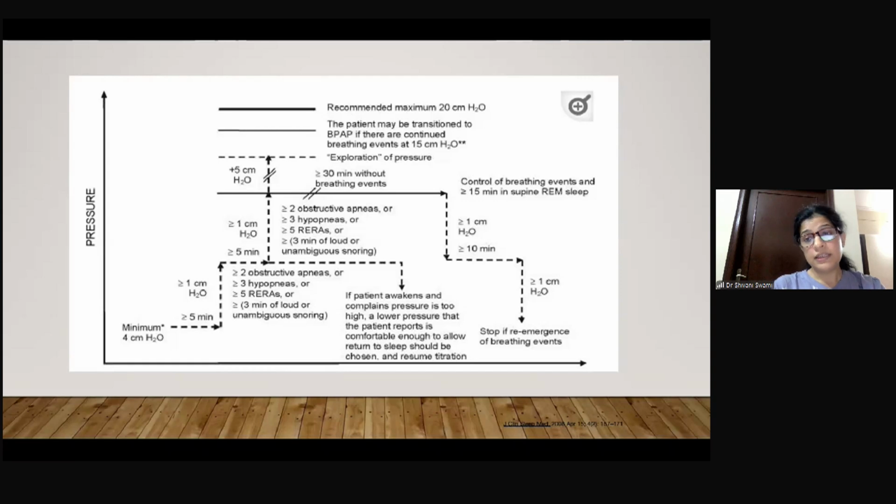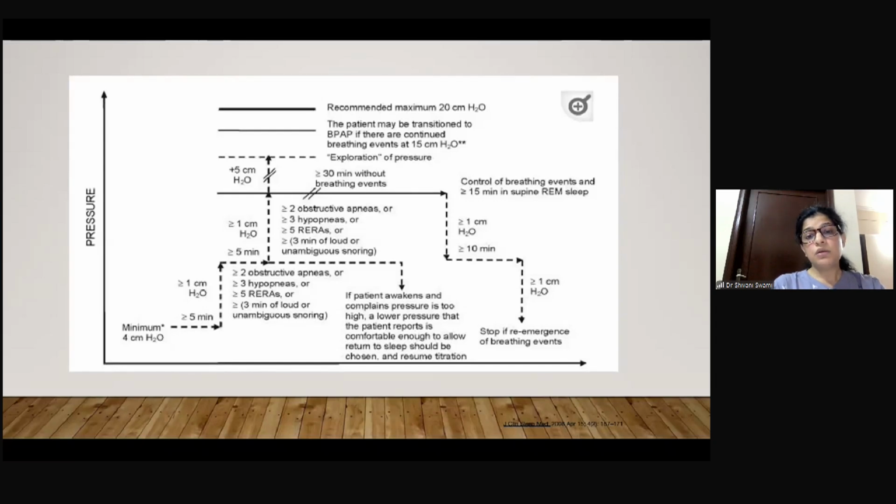But the exploration at this point is only going to be a maximum of 5 centimeters of water. So if the patient during this increasing of pressure awakens or feels uncomfortable, then we start reducing the pressure further. And that reduction has to be around 1 centimeter of water every 10 minutes. And we watch for the patient's breathing pattern. If there is reemergence of events like we had discussed, then of course we increase the pressure again.